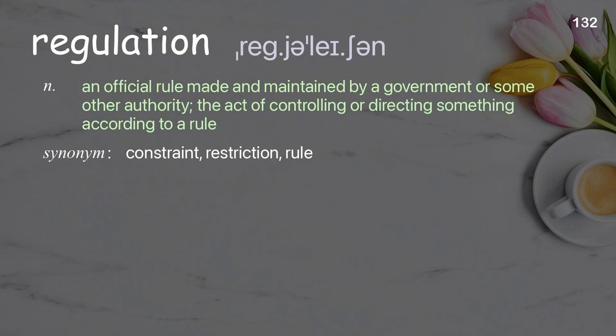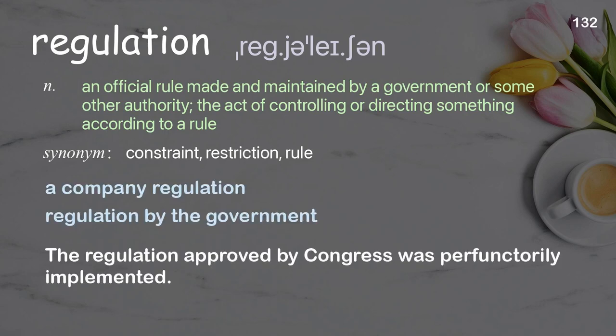Regulation. An official rule made and maintained by a government or some other authority; the act of controlling or directing something according to a rule. Examples: a company regulation, regulation by the government. The regulation approved by Congress was perfunctorily implemented.